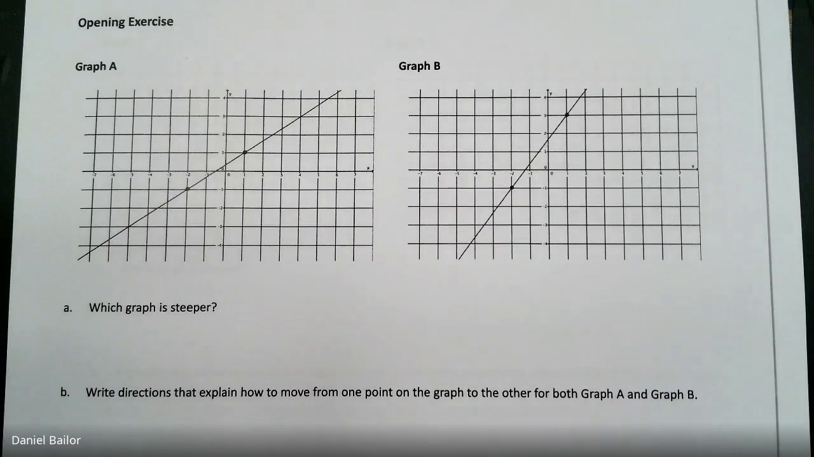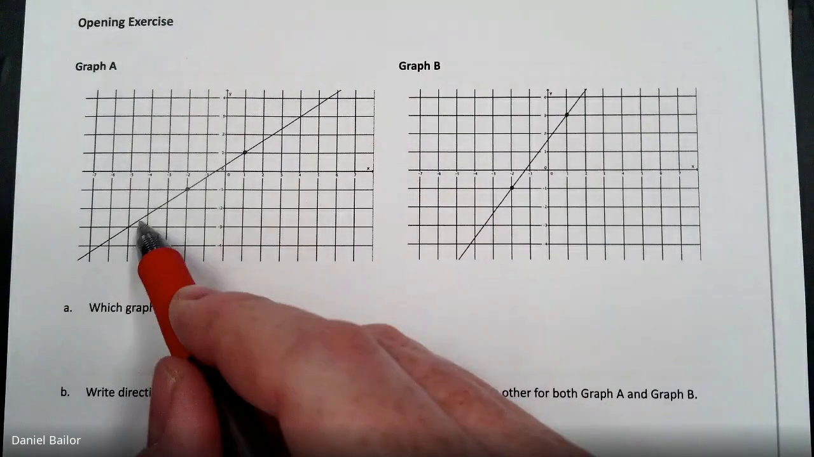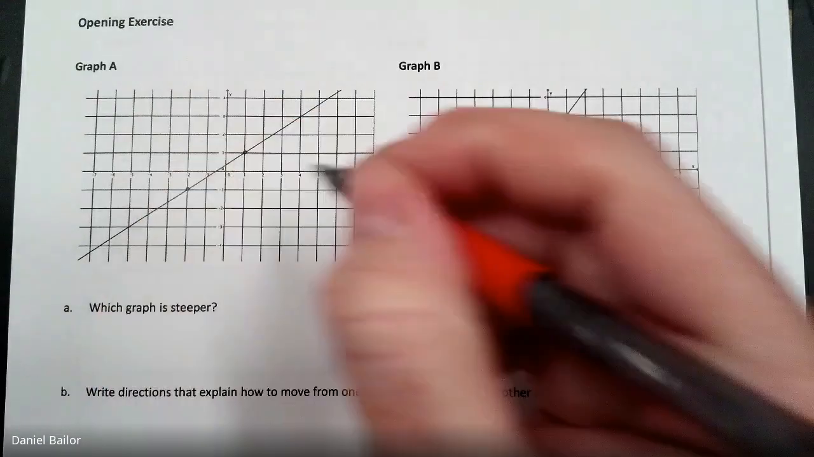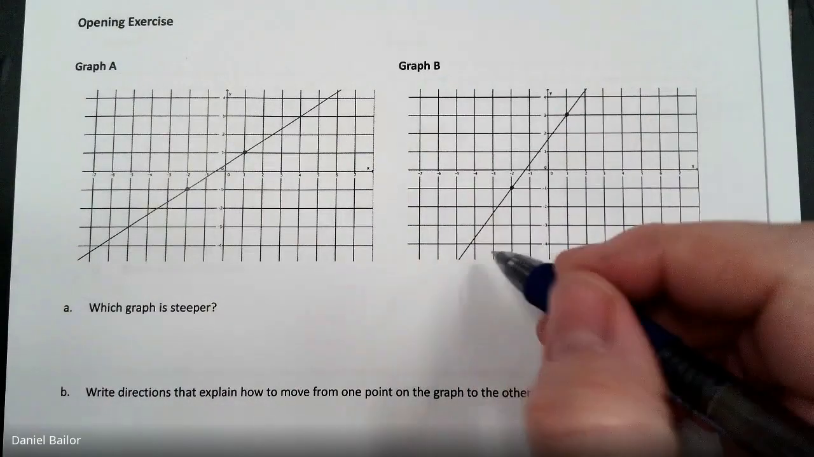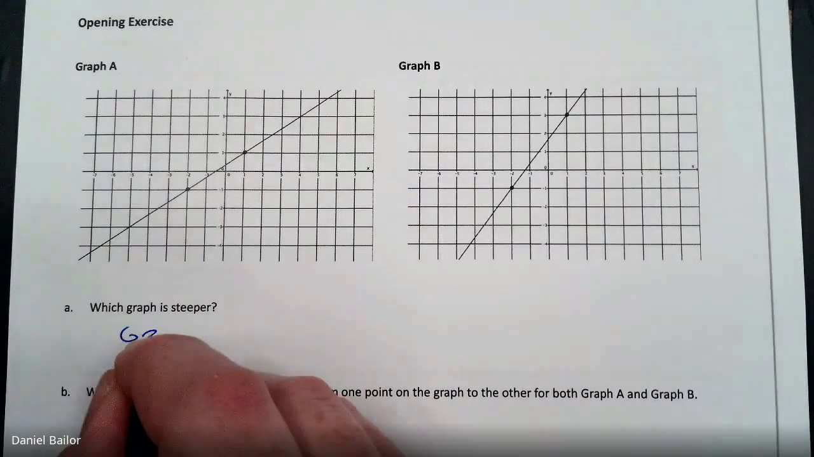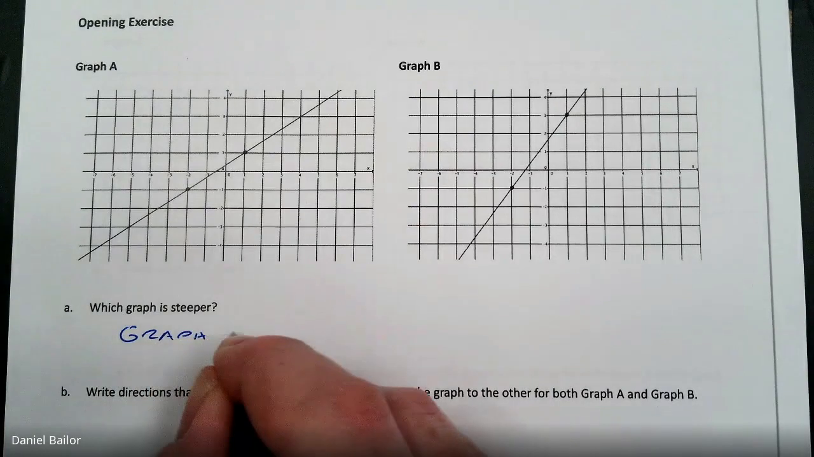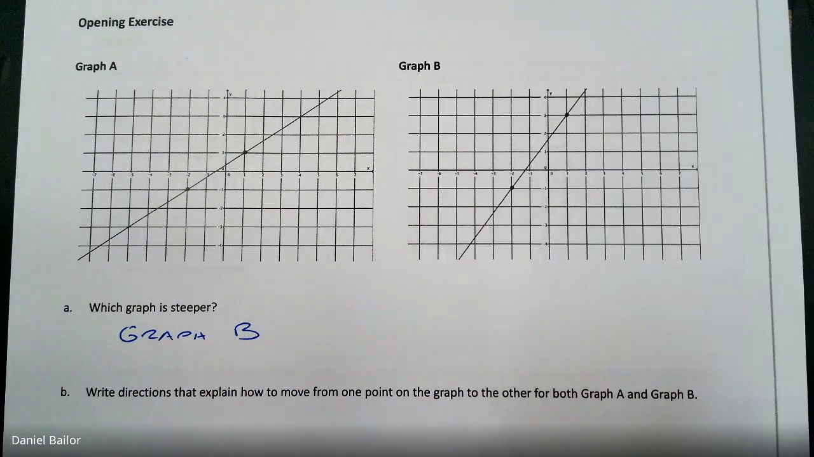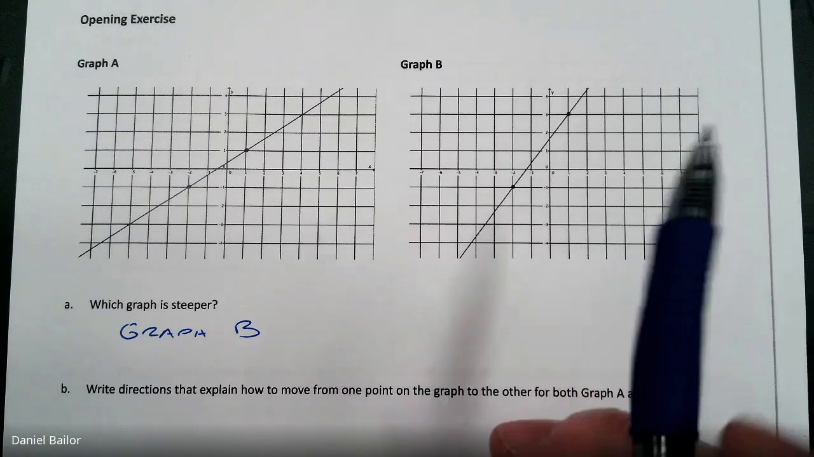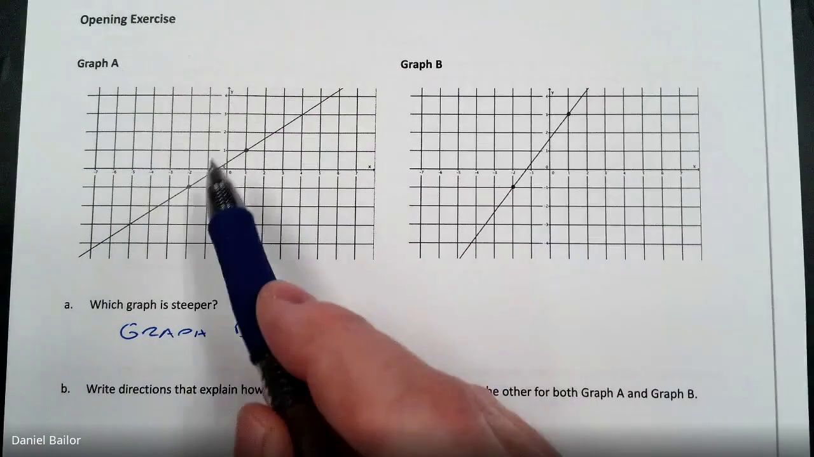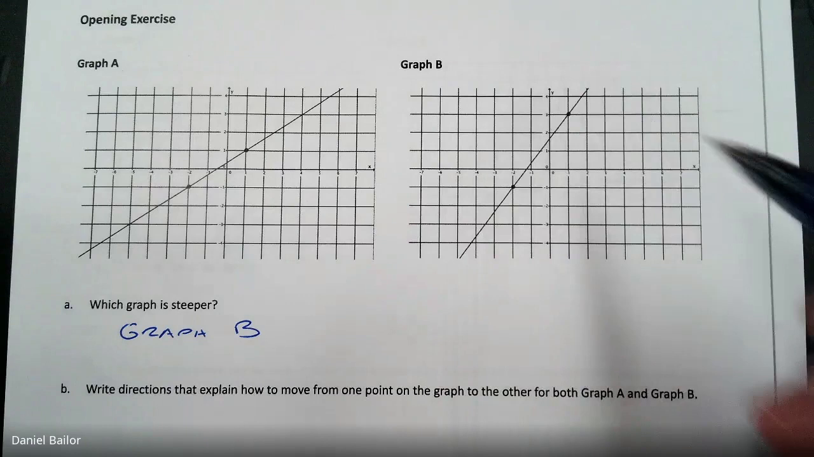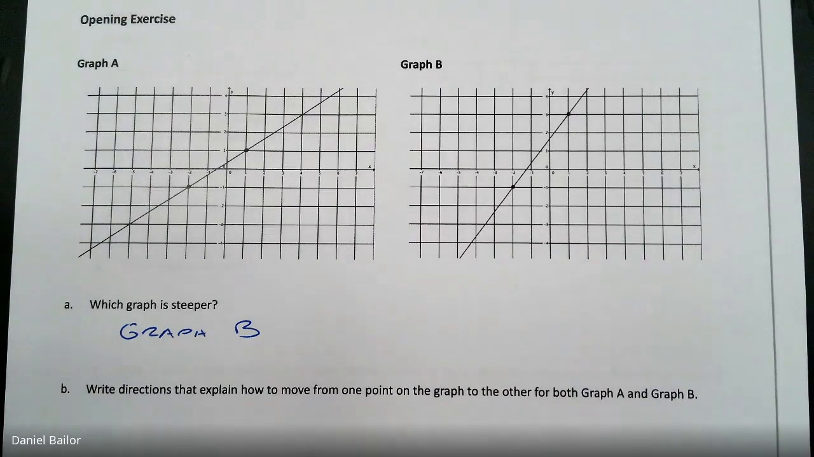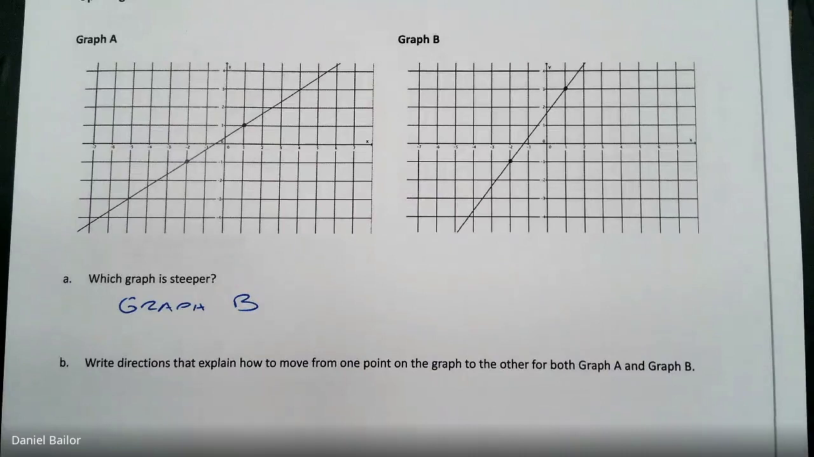So looking at this one, graph A looks like this, and graph B looks like this. Well, graph B is steeper because it moves up faster. If you want to hike or ride a bike or skateboard or something up one of these ramps, you want to pick this one because this one is steeper. This one will be more difficult to go up. It is steeper. So graph B is steeper. You can look at it, and if you have a good understanding of what steepness is, you can just see graph B is steeper.